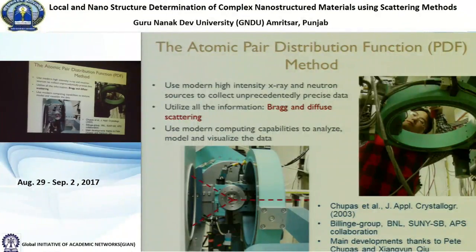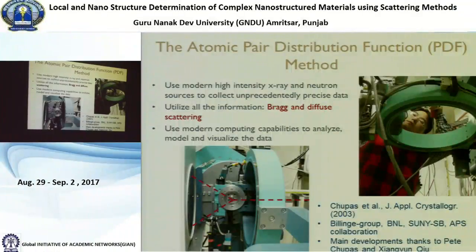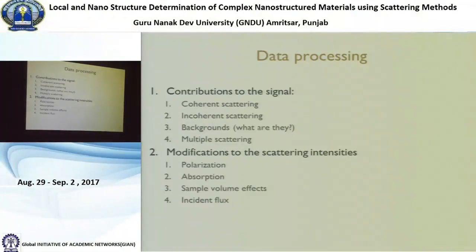Another source of background is that we typically load our sample into a holder. So we put the powder into a capillary. The capillary is either made of glass or it's made of some plastic like Kapton. And so some scattering will appear in our pattern which is coming from the sample holder, not from the sample itself. So there are different sources of backgrounds.